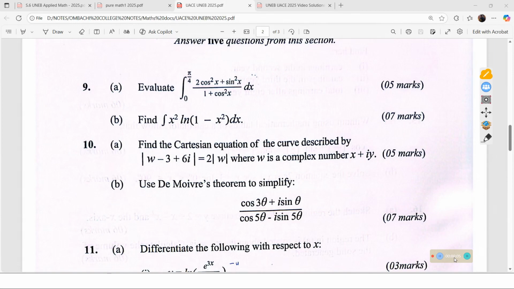In our today's session, we shall be looking at question number 9 for UNEB 2025 Pure Mathematics. So this is the UNEB paper that has been recently done by the Series 6 Mathematics candidates countrywide, and we are looking at the solutions.